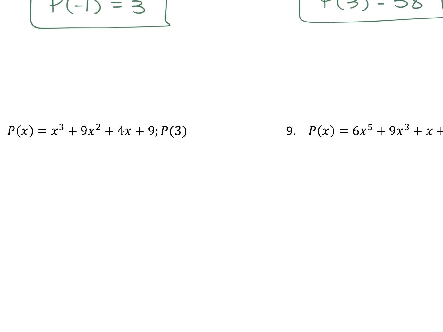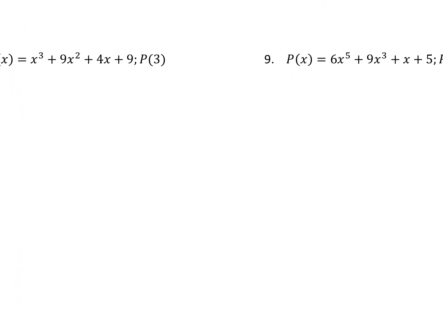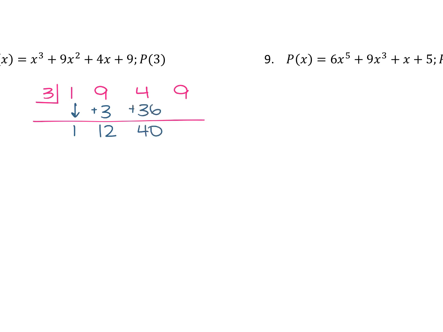For number 8, you have p of x is equal to x cubed plus 9x squared plus 4x plus 9. You're finding p of 3. 3 goes on the outside. On the inside, you have 1, 9, 4, and 9. Drop down your 1. 1 times 3 is 3. Plus 9 gives us 12. Times 3 is 36. Plus 4 is 40. Times 3 is 120. Plus 9 is 129. That 129 is your remainder, which means p of 3 is equal to 129.